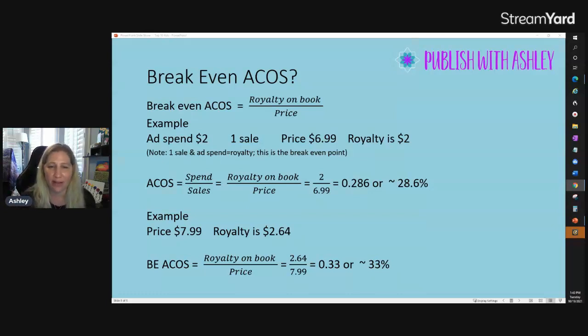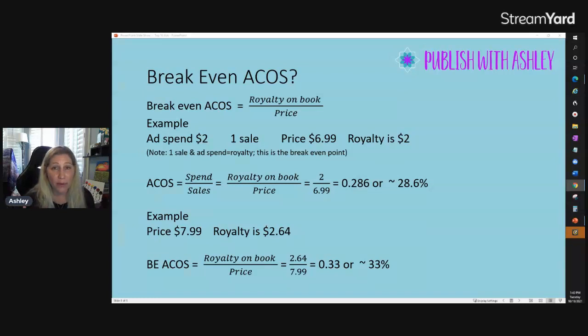So let's talk about break-even ACoS. Basically, it's the royalty on the book divided by the price. So we're going to give you an example here. Your ad spend is $2. You have 1 sale. The price is $6.99. Your royalty is about $2. Remember, ACoS itself was spend over sales. So we're going to do the royalty over the price. That's the $2 I spent in ads over $6.99, and you get 0.286 or 28.6%. So that is my break-even ACoS.